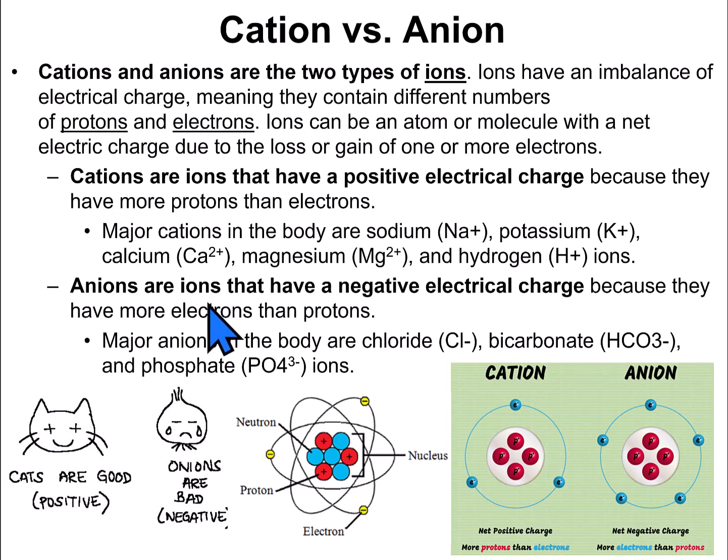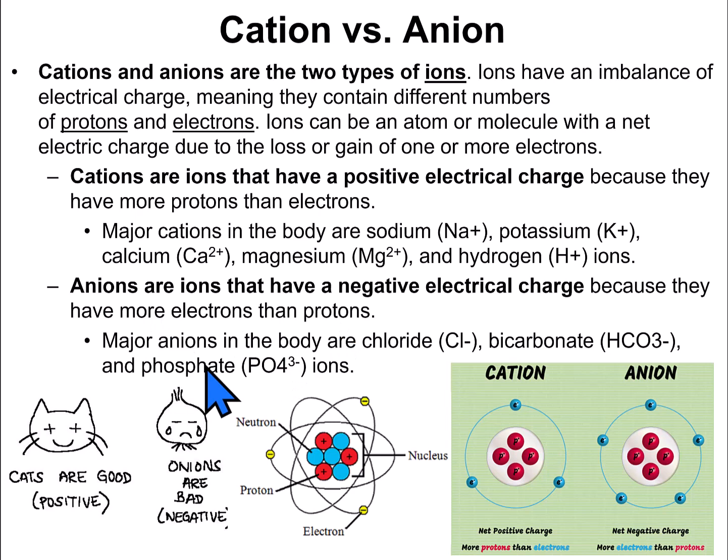Anions are ions that have a negative electrical charge because they have more electrons than protons. The way to remember this is that if you replace the A with an O, you have onions. And onions are bad or negative. Actually, I like onions. However, on date night, they're bad, especially if your date is not also eating onions. It can cause bad breath. So you want to have both eating onions or both not eating onions. So think of onions as bad, but they really taste delicious, especially sauteed onions. Oh my gosh. Anions are the negative charge.